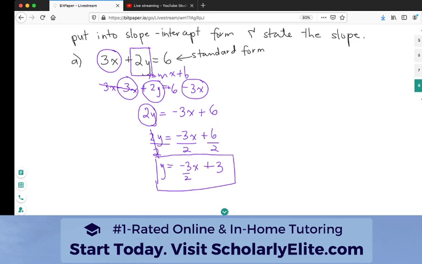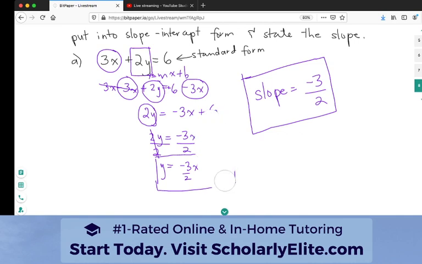So here we've got the equation. It's in slope-intercept form. Well, what do we need to know? We need to state the slope. Well, the slope here is equal to negative 3 over 2. A lot of people always assume that you're supposed to put the x in there. You are not. The x is a different thing. Okay, so this is our slope. So hopefully this makes sense for you guys. We're going to try another problem like this. So let's go ahead and do that.